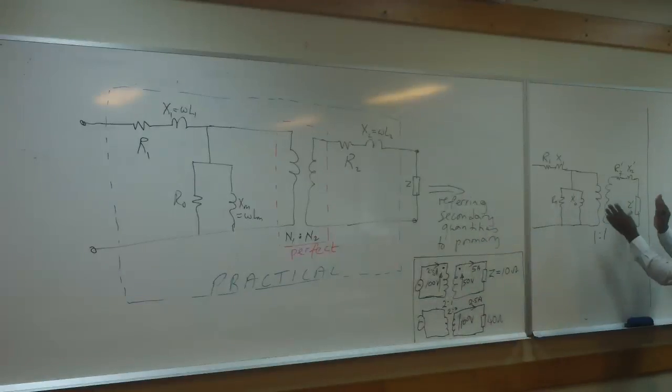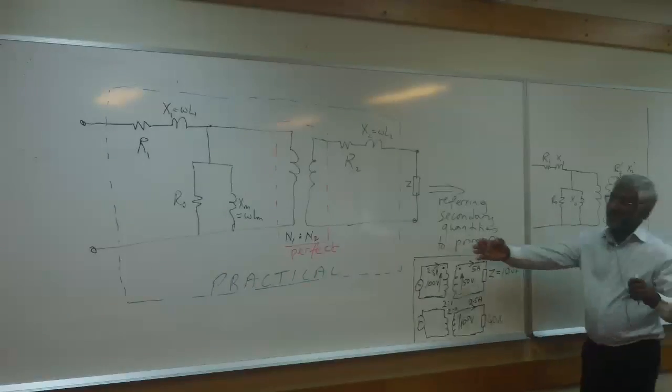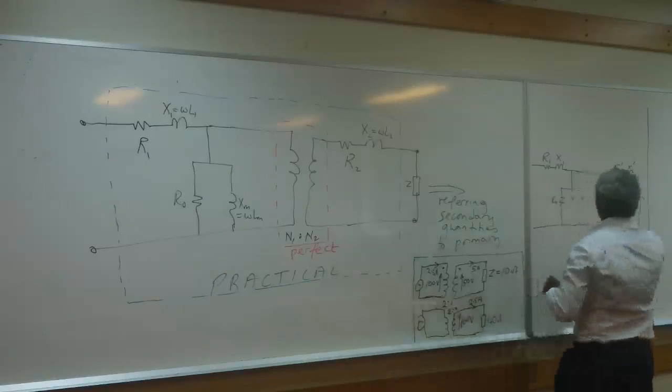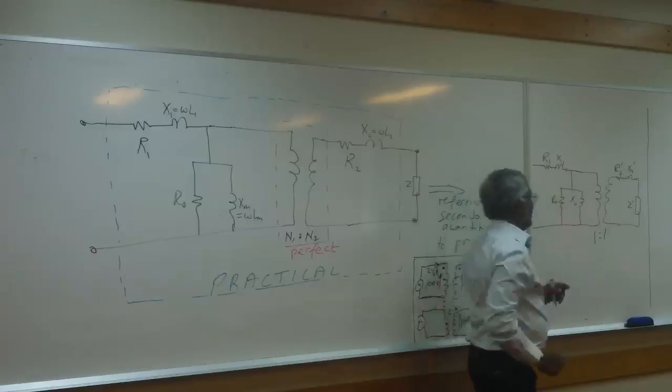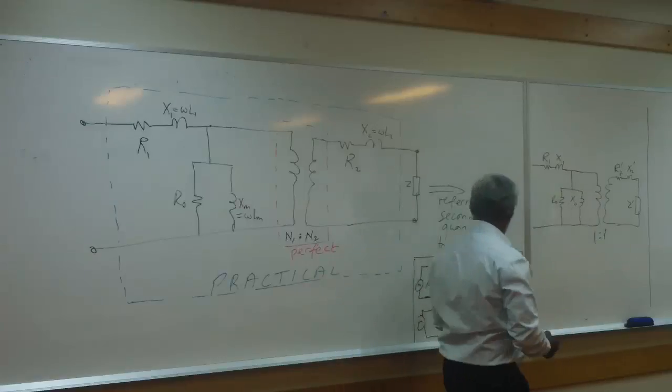So let's continue. So we know how to swap from here to here without making any approximation whatsoever. The primary sees the same thing, just like you see there.